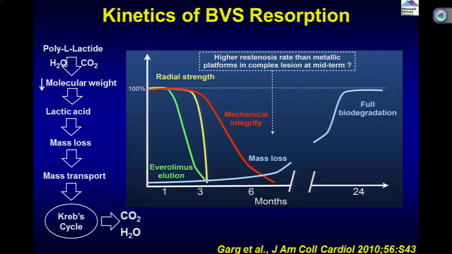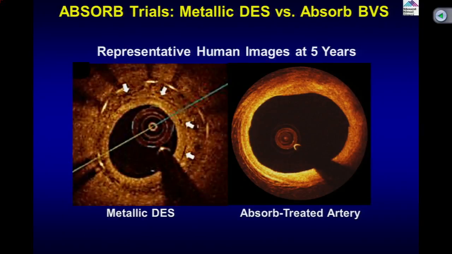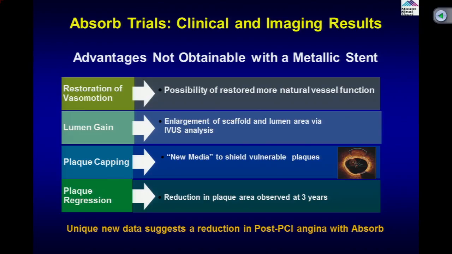This is more theoretical, but overall ultimately by the Krebs cycle, this PLLA is disintegrated into carbon dioxide and water. So that is how resorption of the BVS occurs. And does it disappear? The data I have shown consistently is that at 5 years you see just a ghost of the scaffold, and there is no metal compared to the metal on the left side.